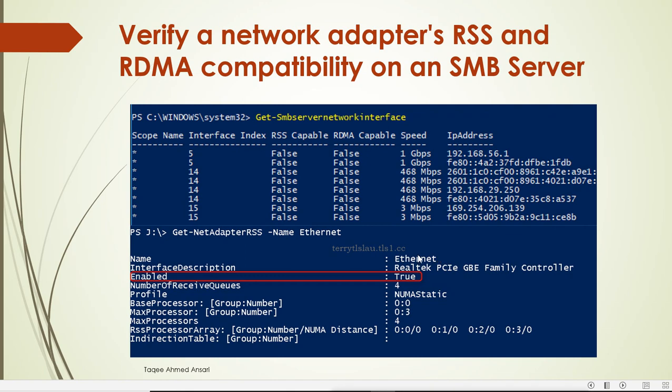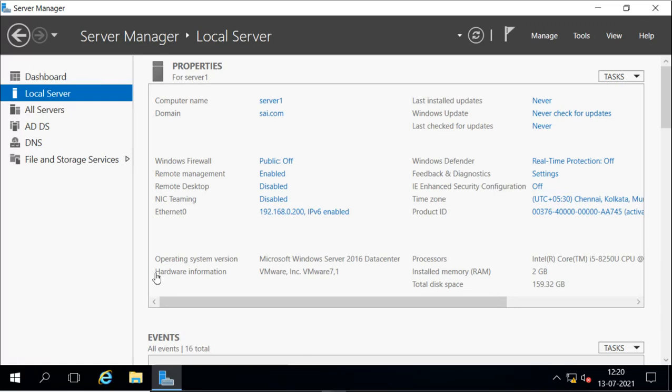And we can check that by running this command. We can run this command to check whether our network adapters support these features or not. Normally the latest adapters that we have support these features. We can check this by running these commands. Let's check it in our server. So this is our server. I will open PowerShell here.